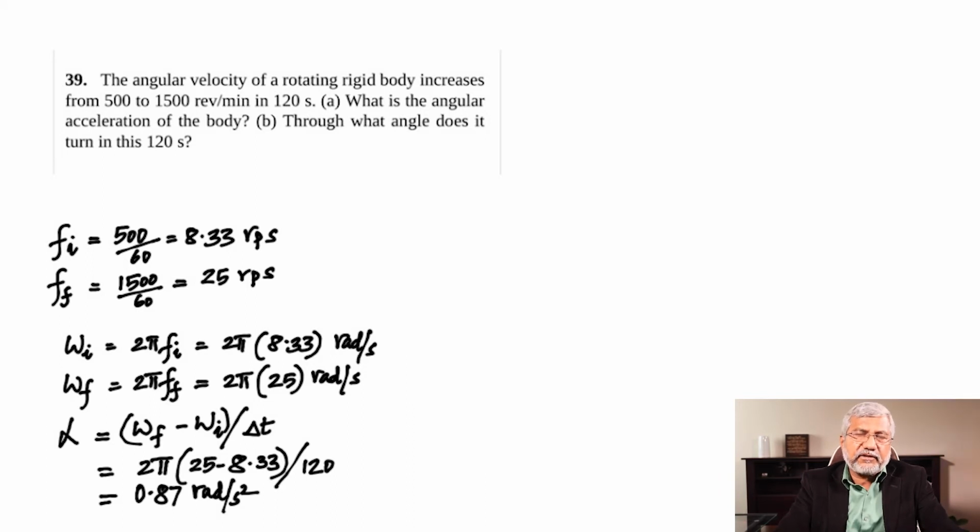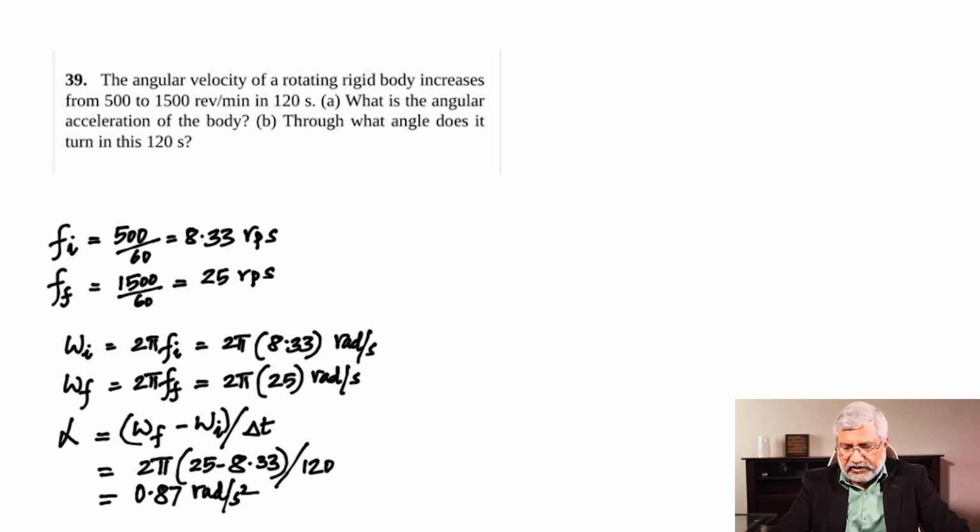But the formula that we use to find alpha is omega f minus omega i by delta t. Substitute the values, and when you substitute, I've taken out 2 pi to make the calculations easier. Divided by 120 seconds. And so you get alpha as 0.87 radians per second squared. Take care of the units.